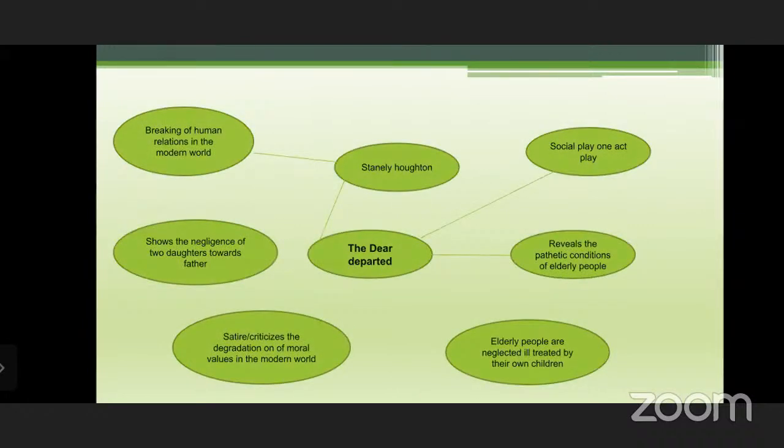Anyway, we'll again see the outline of the play, Dear Departed. Who is the author? Stanley Houghton. It is a social play and moreover a one-act play. It reveals the pathetic conditions of elderly people, who are neglected and ill-treated by their own children. It is a satire that criticizes the degradation of moral values in the modern world, and it shows the negligence of two daughters towards their father and the breaking of human relations in the modern world. Basing on all these features, you have to write a story.